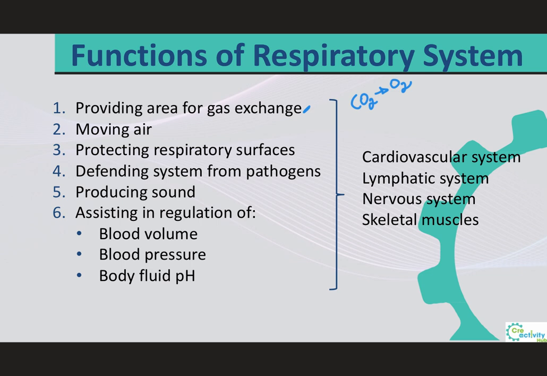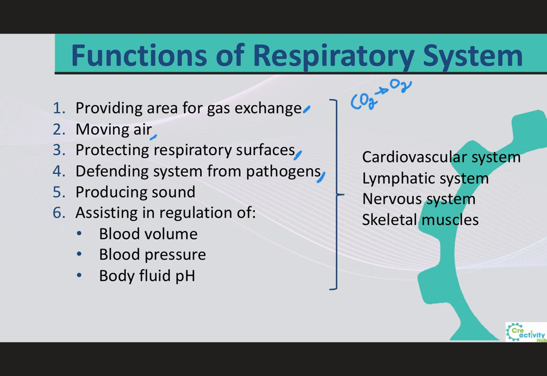Next, we have movement of air to and from the exchange surfaces of the lungs. Then we have protecting the respiratory surface from dehydration, from temperature changes, and other environmental variations. Then we have defending the respiratory system and other tissues from invasion by pathogenic microorganisms. And we're going to see how that happens here in the respiratory system.